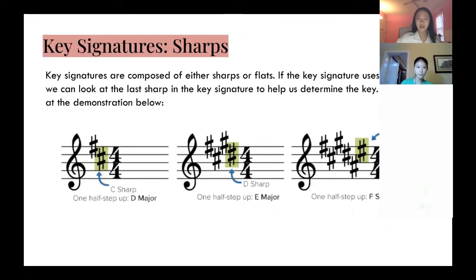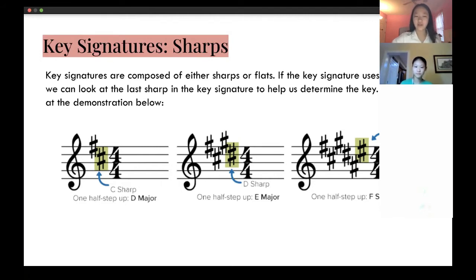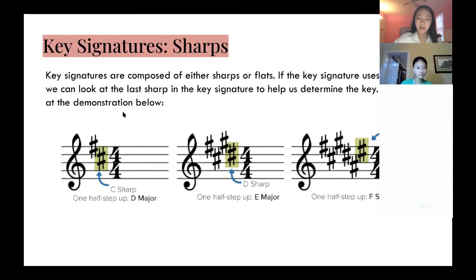We're going to learn how to identify key signatures by sharps first. Key signatures are composed of either sharps or flats. If the key signature uses sharps, then we can look at the last sharp in the key signature to help us determine the key. Let's look at the demonstration below. I know most of you know that this is D major, but we're going to use the pattern on every key signature so that you see how it works.